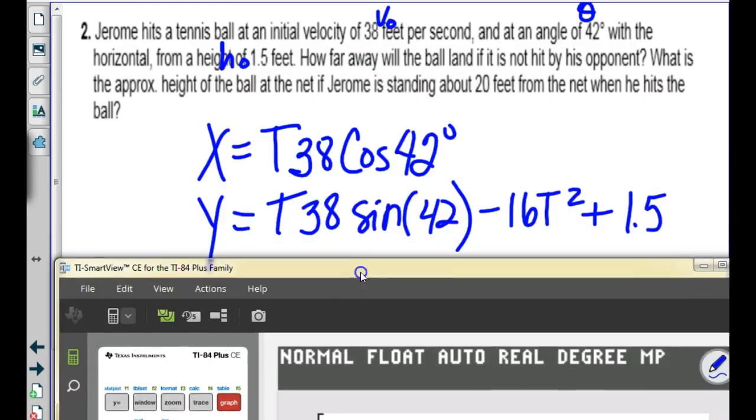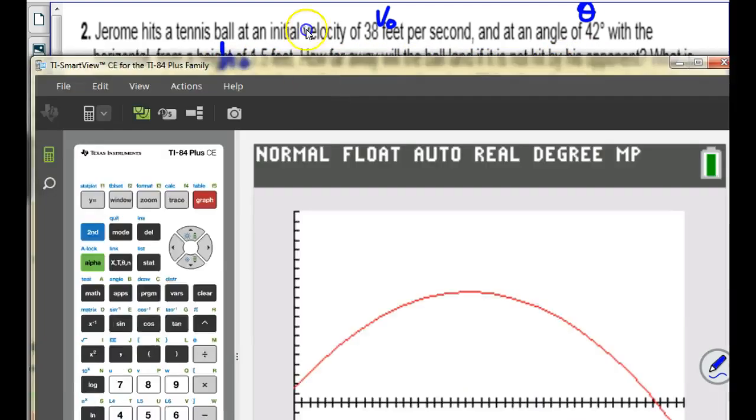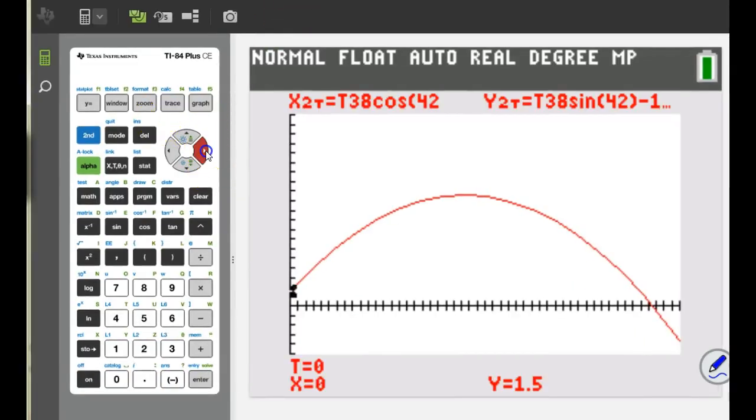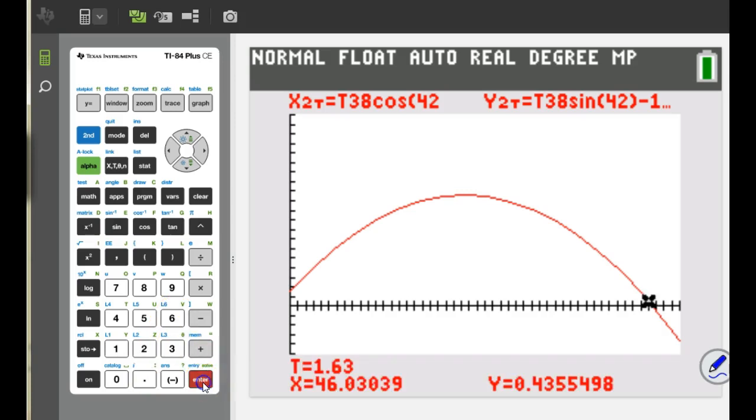But what did this question ask? How far away will the ball land if it's not hit by his opponent? So if we trace out there, it hits the ground. Let me show you how to get this a little more accurate. At 1.6, it's not quite there, but at 1.7, it's underground, okay? So I could trace and put in like 1.63 and see if I get closer.